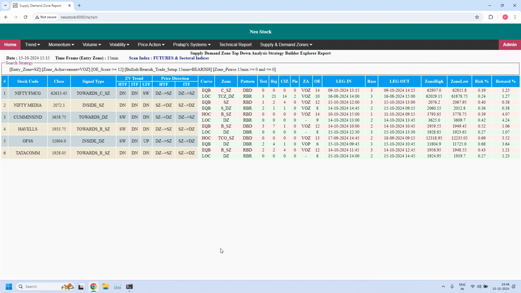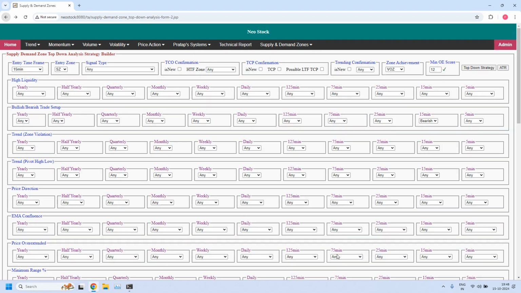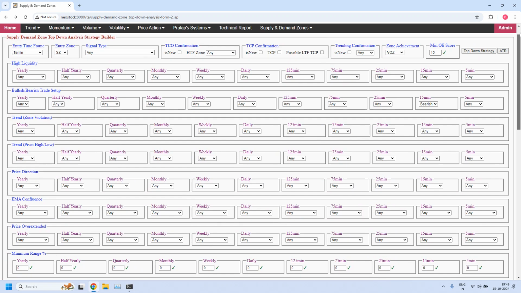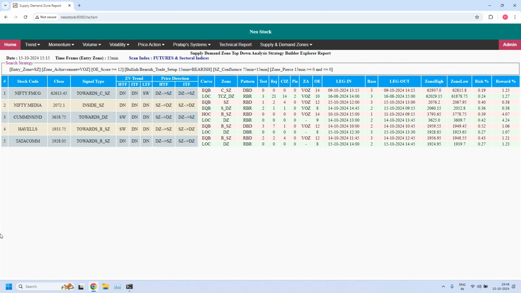Let's verify whether any of these stocks have ITF confluence to improve the probability. So in the supply zone confluence, I am enabling the filter 15 minute supply zone with 75 minute supply zone. Now let's filter. So all these 5 stocks have ITF confluence. That means the 15 minute supply zones are part of the 75 minute supply zone, and the 75 minutes trend is downtrend. If any of these stocks have daily EMA confluence, it is a high probability setup.